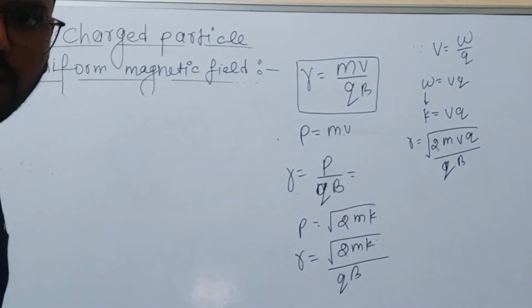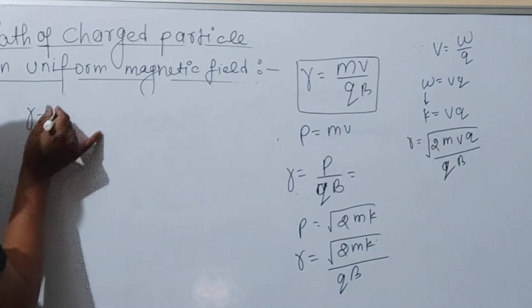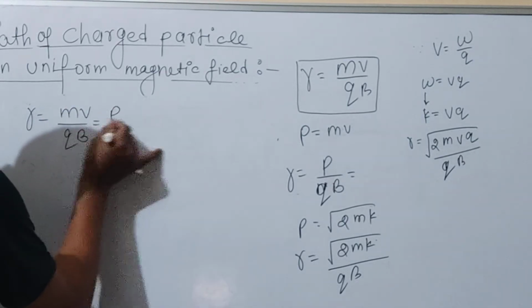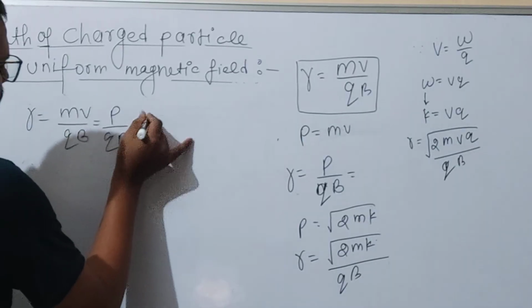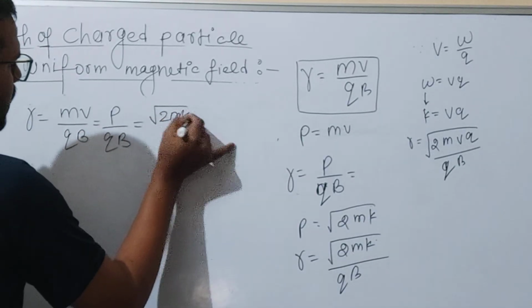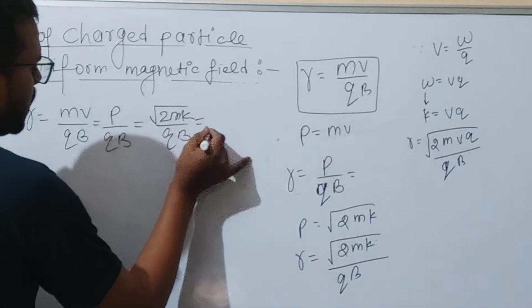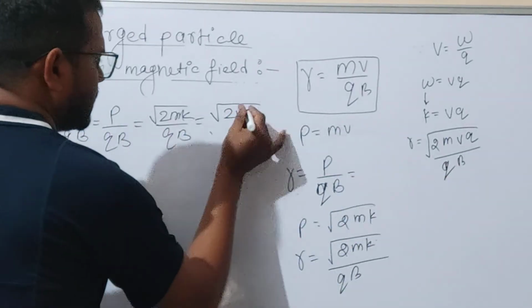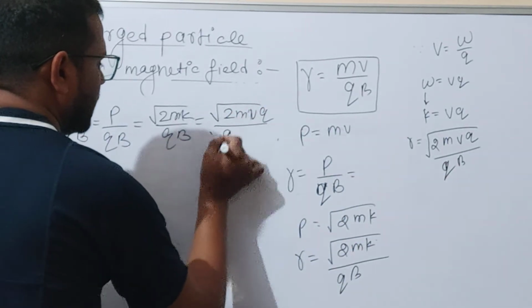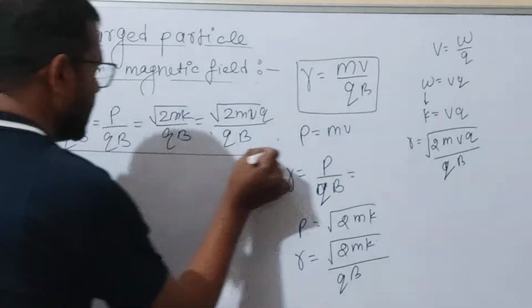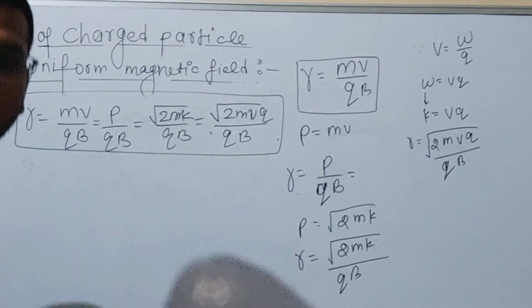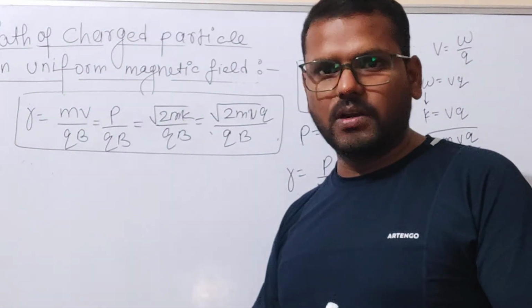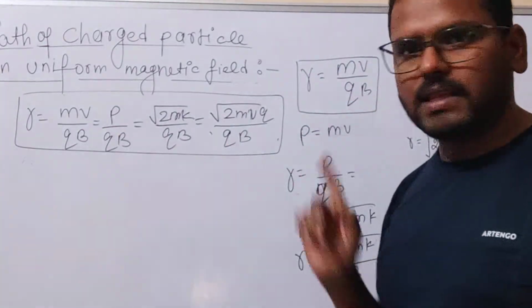Now see carefully. r is equal to mv by qB, that will be equal to p by qB, that is equal to under root 2mK by qB, is equal to under root 2mK, at the place of K we will replace with V into q, divided by qB. So this is basically the radius acquired by the charged particle when it is moving in a uniform magnetic field and it is perpendicular to the magnetic field.